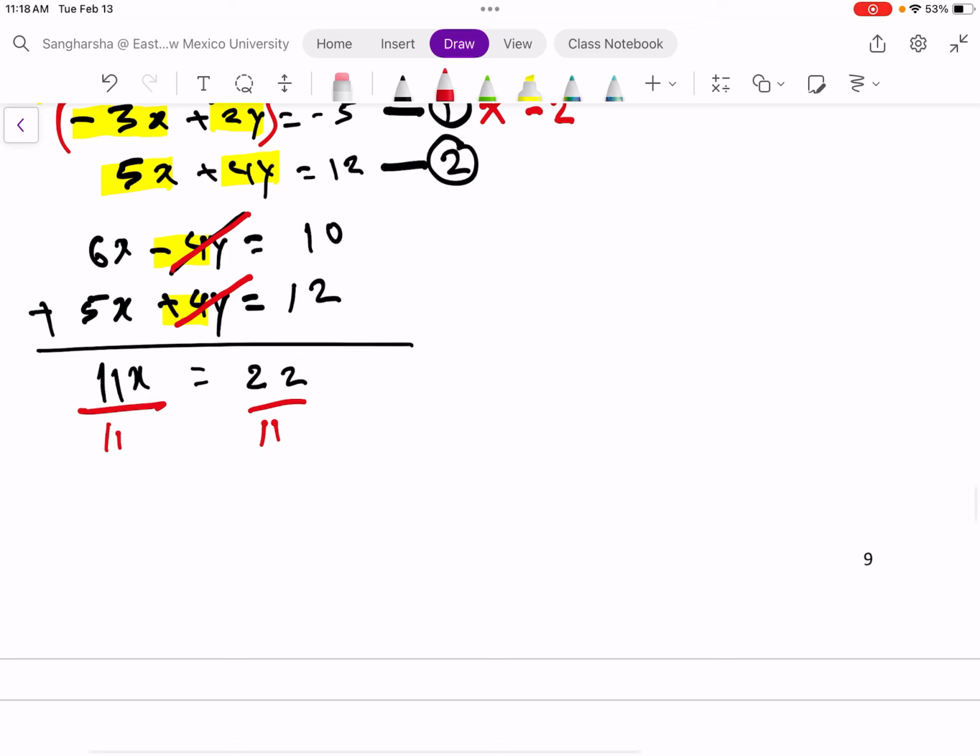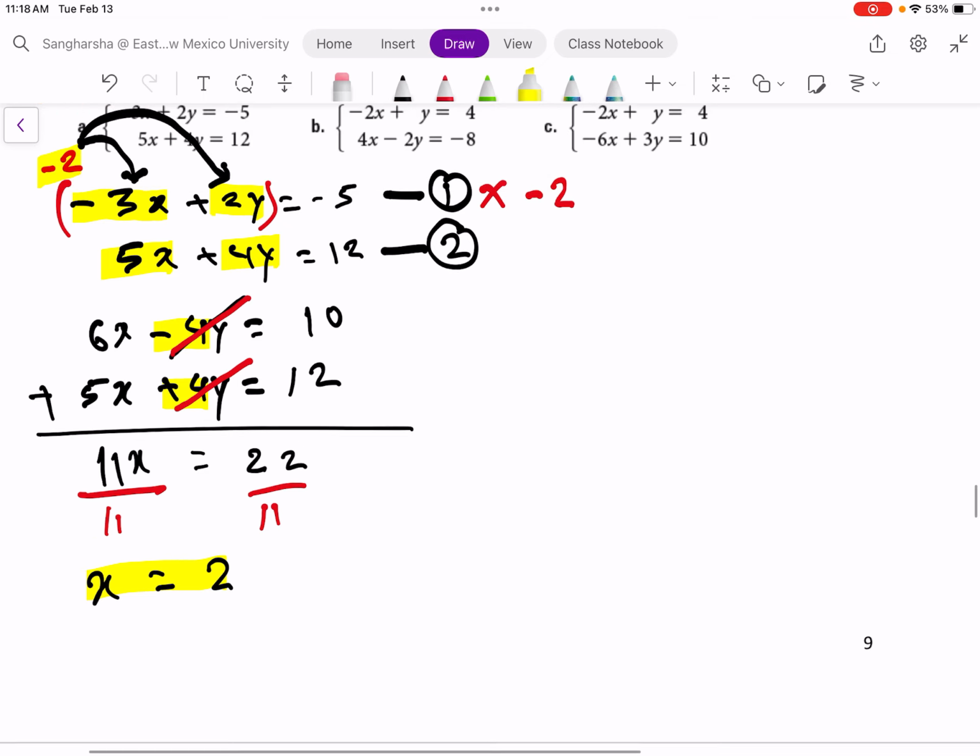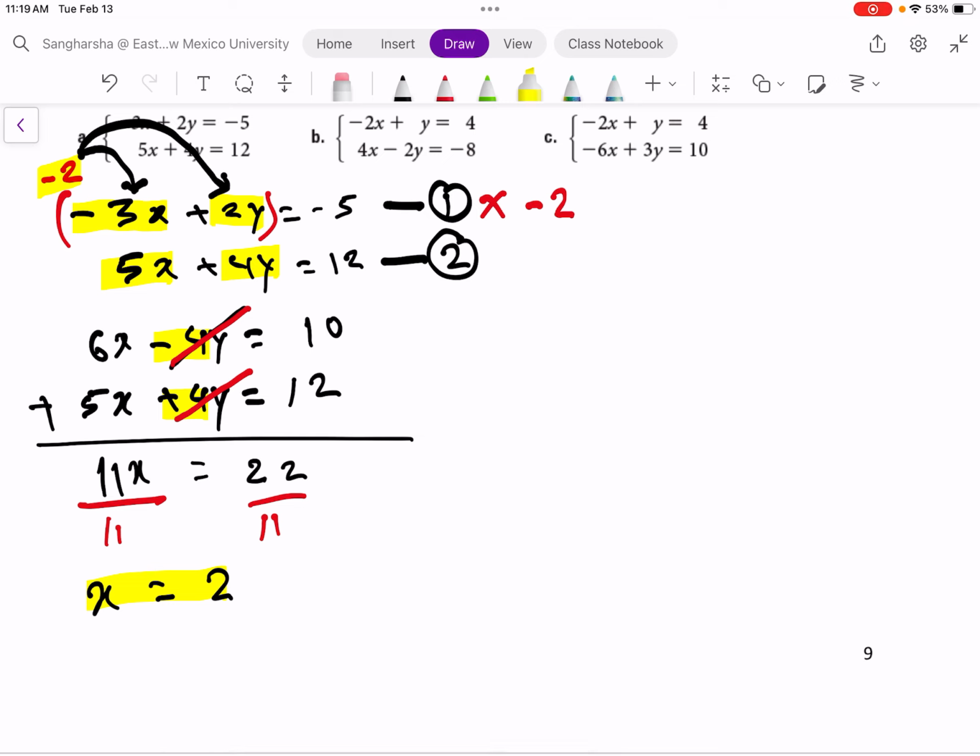So we have x on the left side equals 22 divided by 11, that's 2. So our x is equal to 2. Now the next, we need to find what is y. So in order to find y, you substitute this x equals 2 in any one equation. You can choose equation 1, you can choose equation 2. It does not matter, okay?